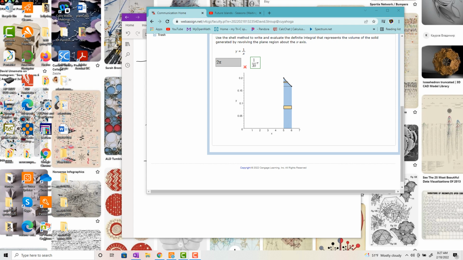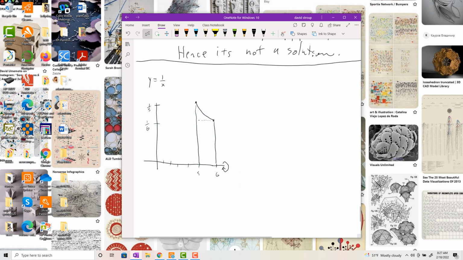First, note it's much easier to do the disk method here, but they want to nail it into your brain that you wouldn't choose the shell method. Don't do it this way. But if you have to, you have to. So let's go ahead and take a look. The problem with this is that there are two regions to deal with.